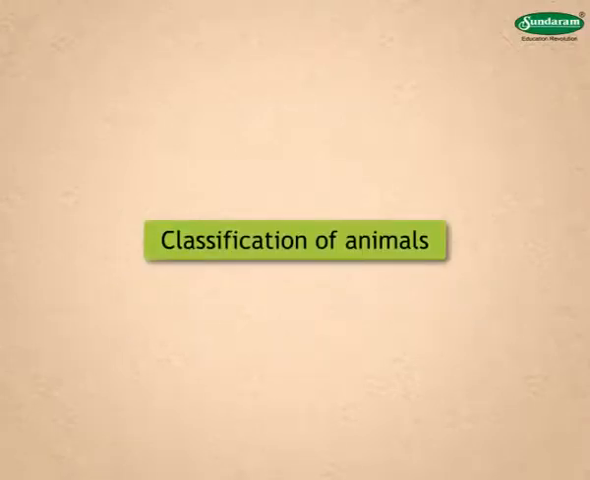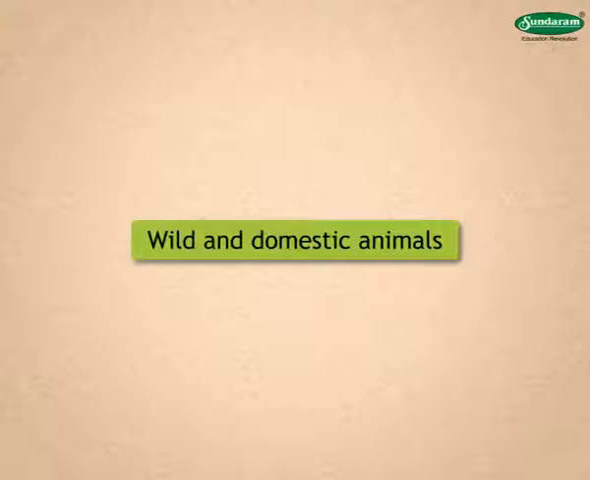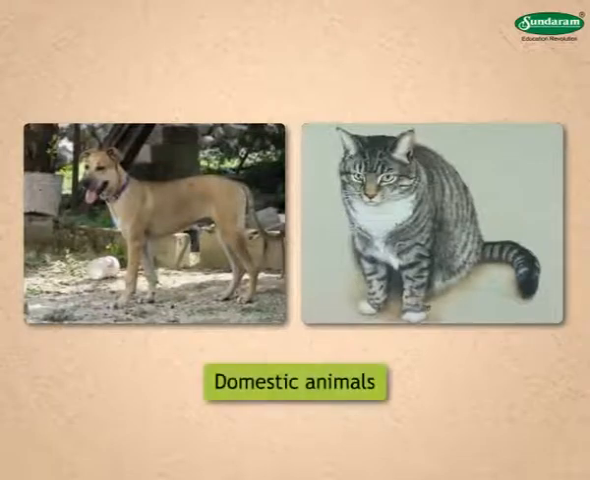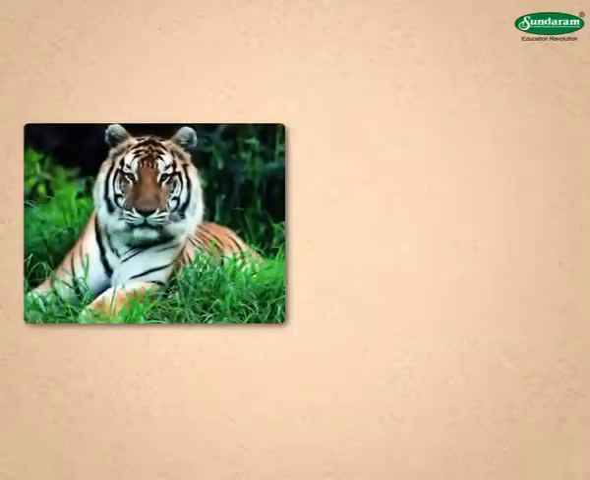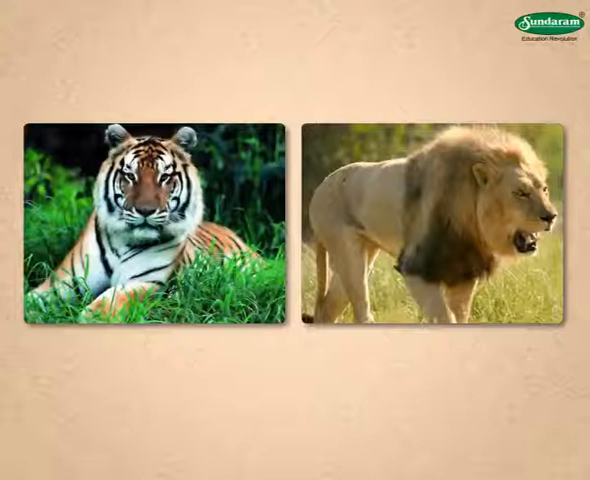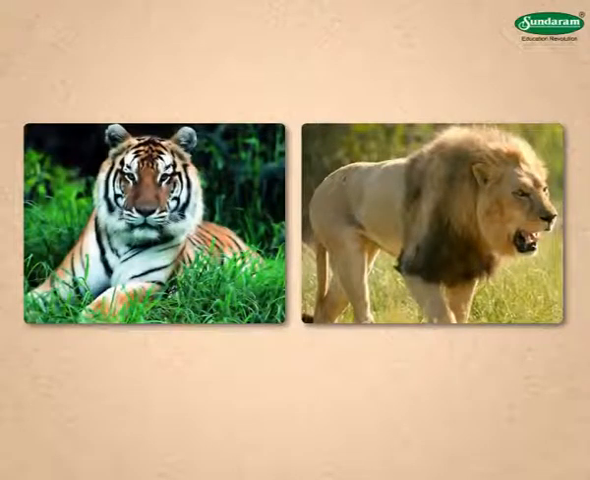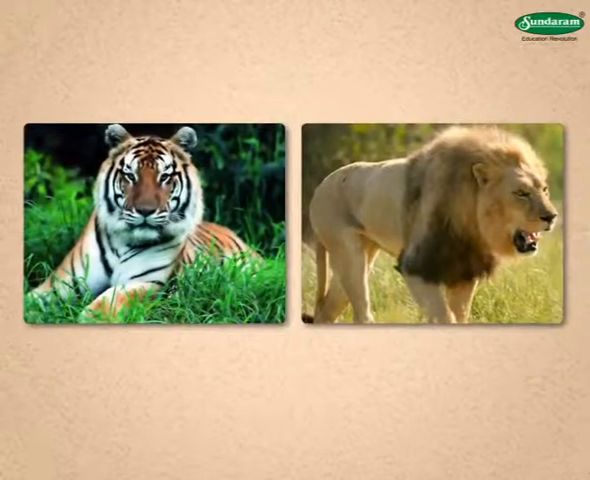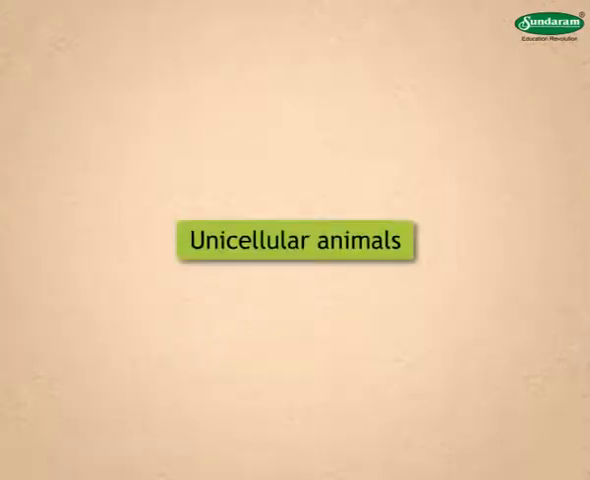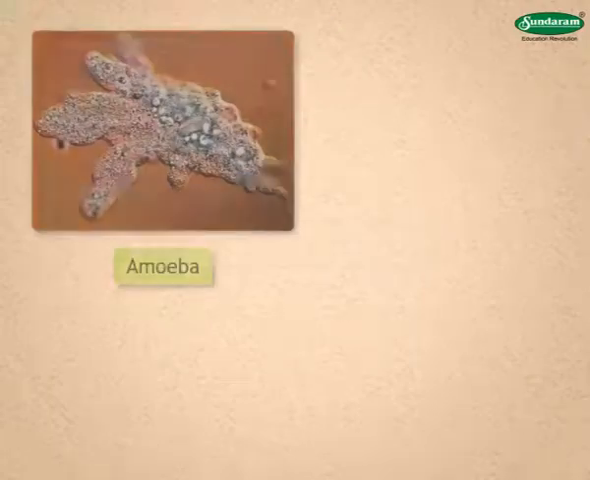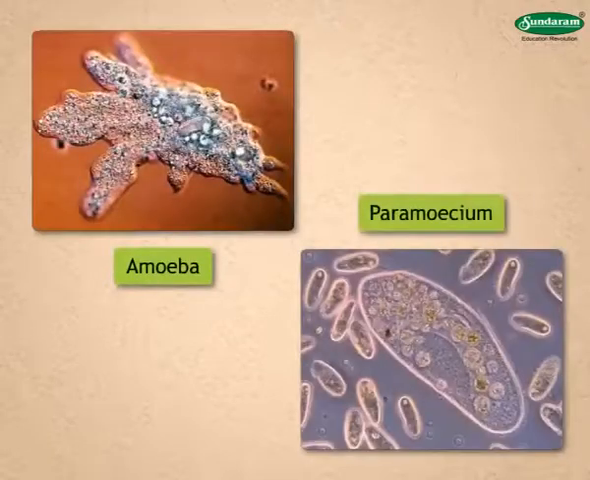Classification of animals. Wild and domestic animals. You know that dogs and cats are classified as domestic animals and tigers and lions as wild animals. What are the other ways of classifying animals? Other ways: unicellular and multicellular animals. The amoeba and paramecium are unicellular animals.